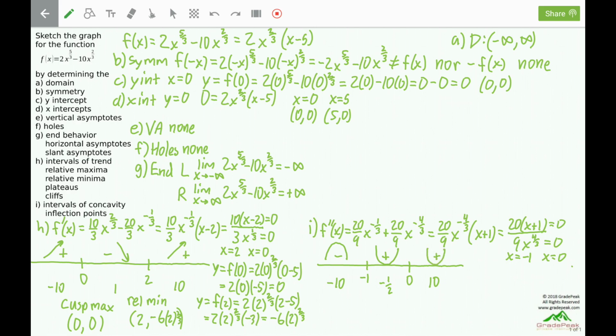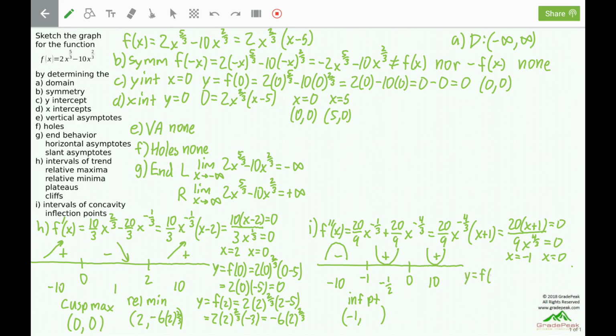This corresponds to concave up. Right at the candidate number of x equals -1, we have the concavity changing from concave down to concave up. So x equals -1 will be an inflection point. It has an x-coordinate of -1 and a corresponding y-coordinate that can be found by plugging the x-coordinate back into the original function.